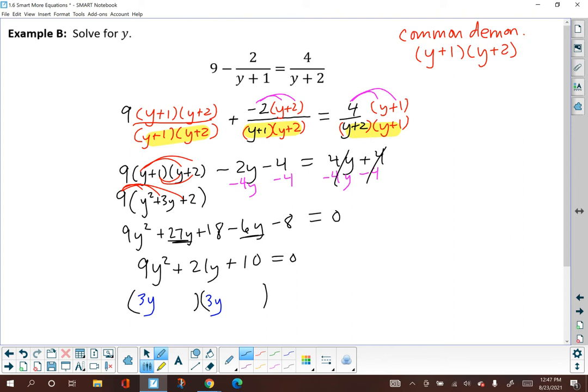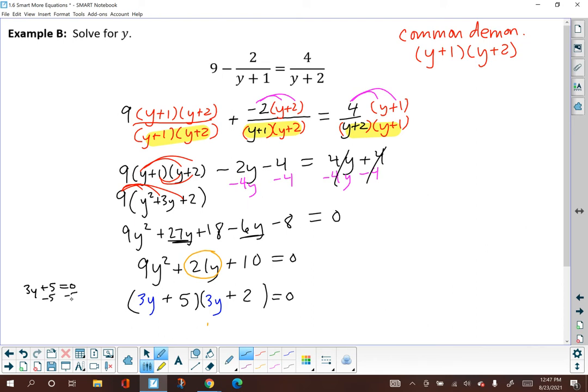For 10, my most likely combo is 5 and 2. So let's see if that'll work. That's a 15y, this is a 6y, and those do add up to 21, so that worked. They both are positive again. So we've got our factorization to get our answers. And if you need to write out solving these, go ahead and write them out, or otherwise you can just do them in your head.